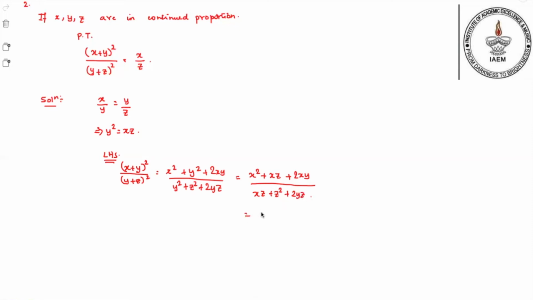So from the numerator, I take X common. I am left with X plus Z plus 2Y. From the denominator, I take Z common. I am left with X plus Z plus 2Y. Effectively, this reduces down to X by Z, which is my right-hand side.